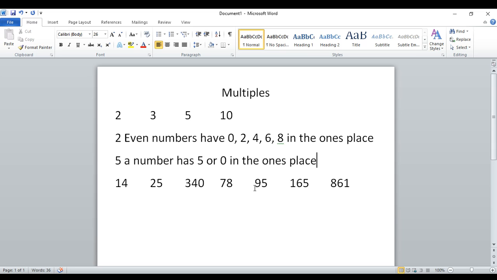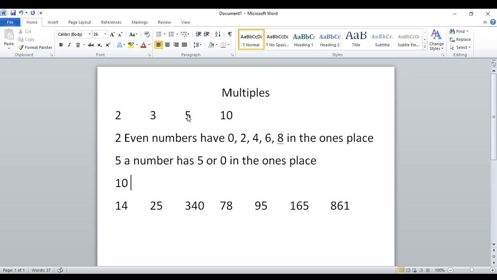What about 95? It has a 5 at the end, so yes, indeed, give that a check mark. This will be a multiple of 5. What about 165? Again, it has a 5 in the ones place, so yes, check mark. It is a multiple of 5. What about 861? It does not have a 0 or a 5 in the ones place, so X that one out. It is not a multiple of 5.